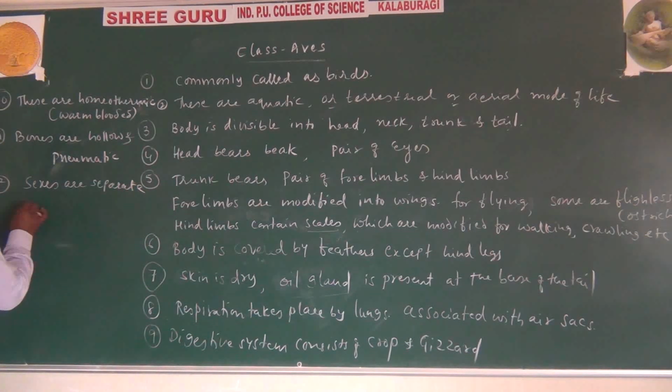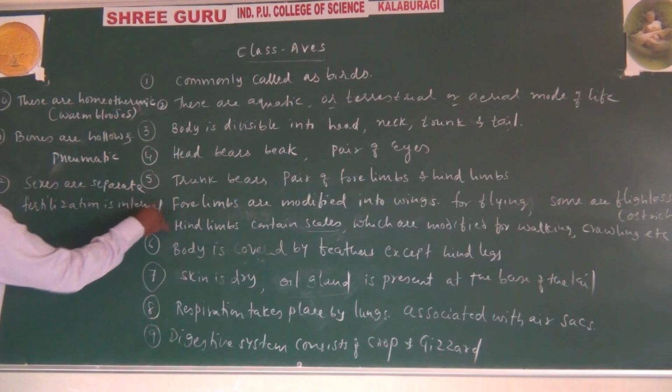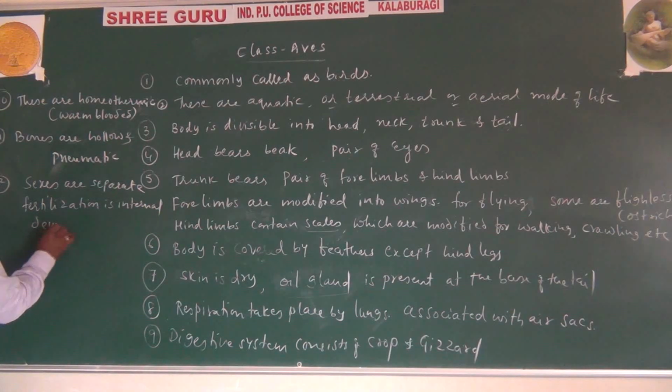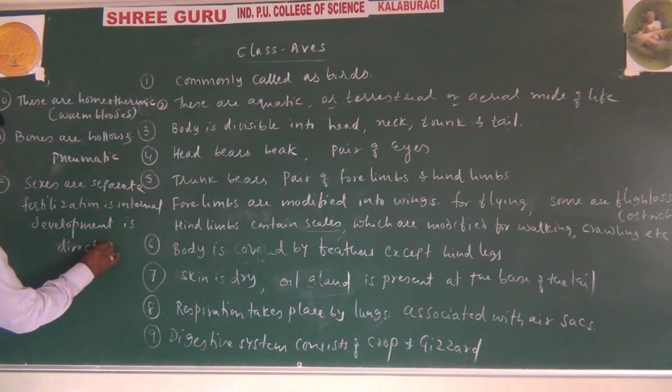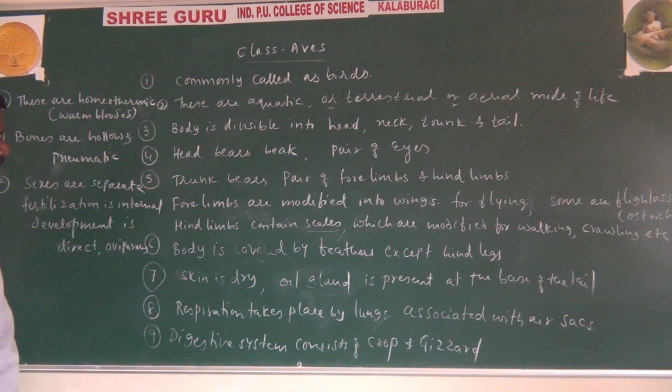Next, sexes are separate. Then the male and females are developed. Fertilization is internal. Development is direct, oviparous. It is the same thing that we have studied.